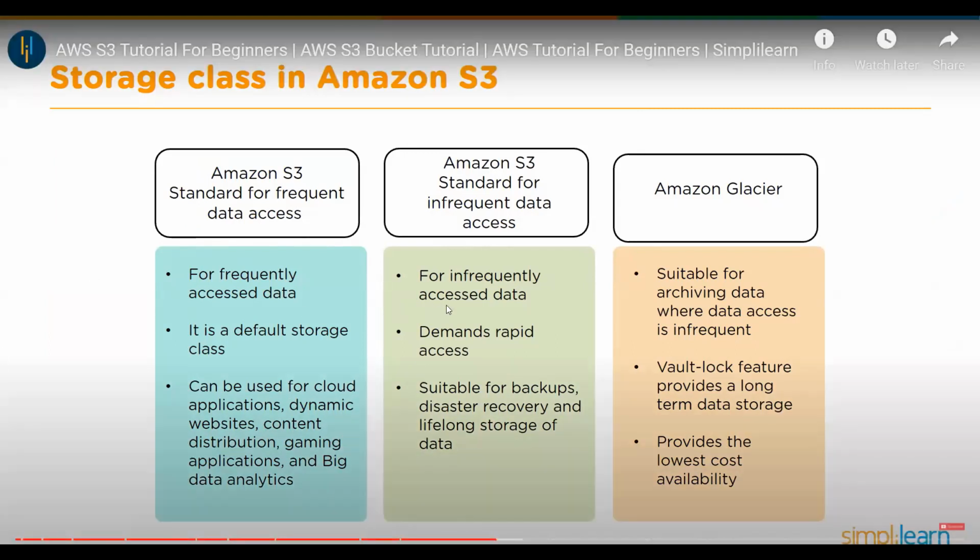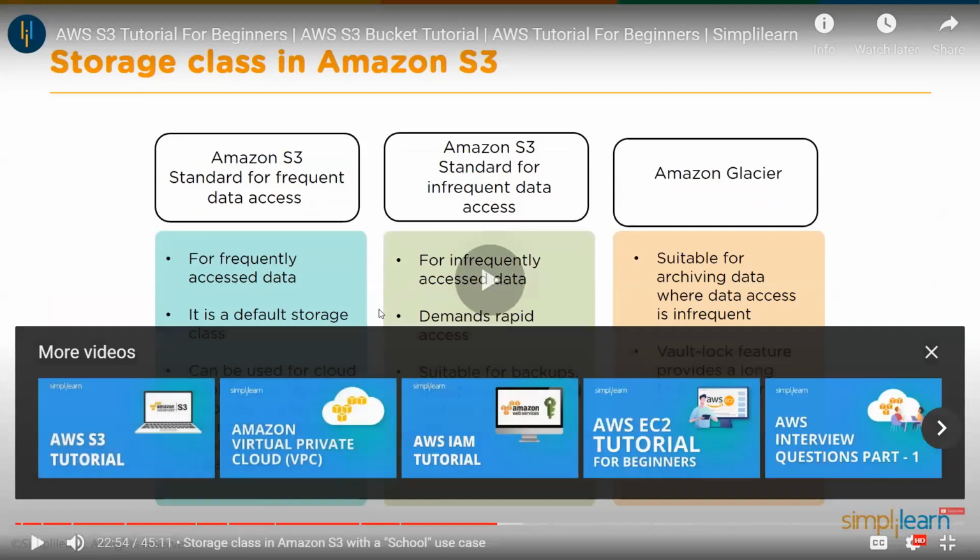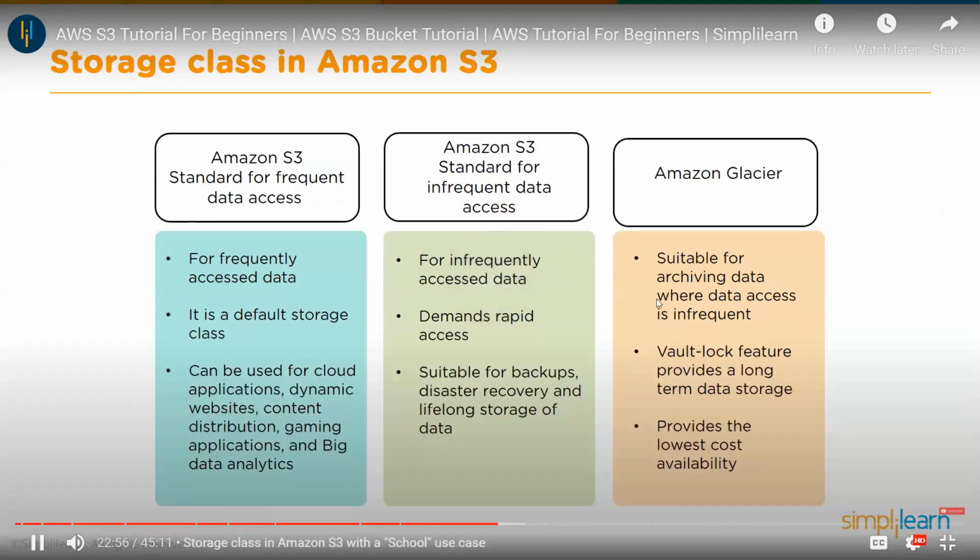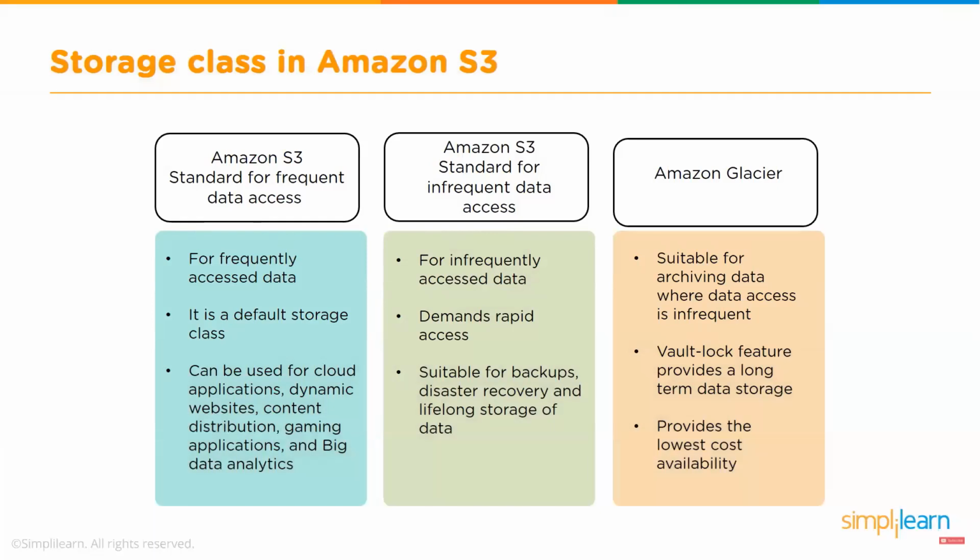The other one, on the contrary, is S3 Standard infrequently accessed data. Just like the name says, this is good for data that will be less frequently accessed, and the use cases are backups, disaster recovery, and lifelong storage of data. Glacier, on the other hand, is very suitable for archiving data which is infrequently accessed, and the Vault Lock feature is the security feature of Glacier that also provides long-term data storage in the cloud. This is the lowest storage tier within S3.